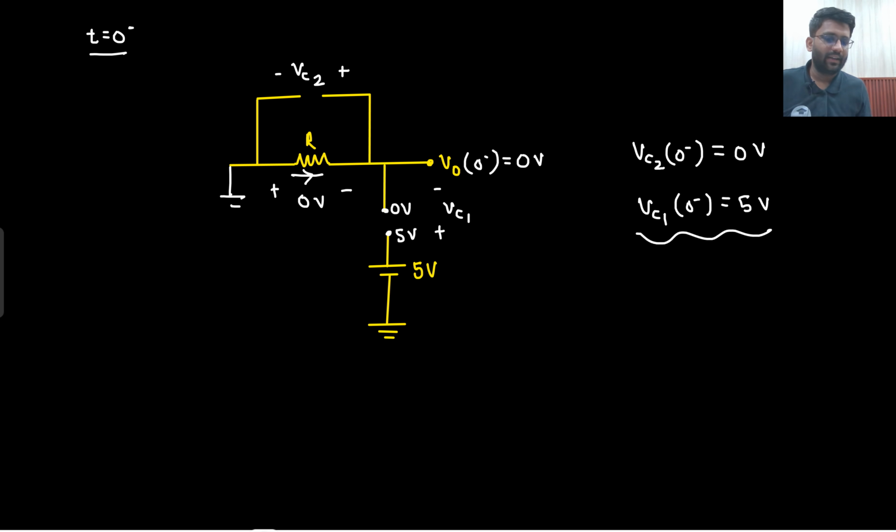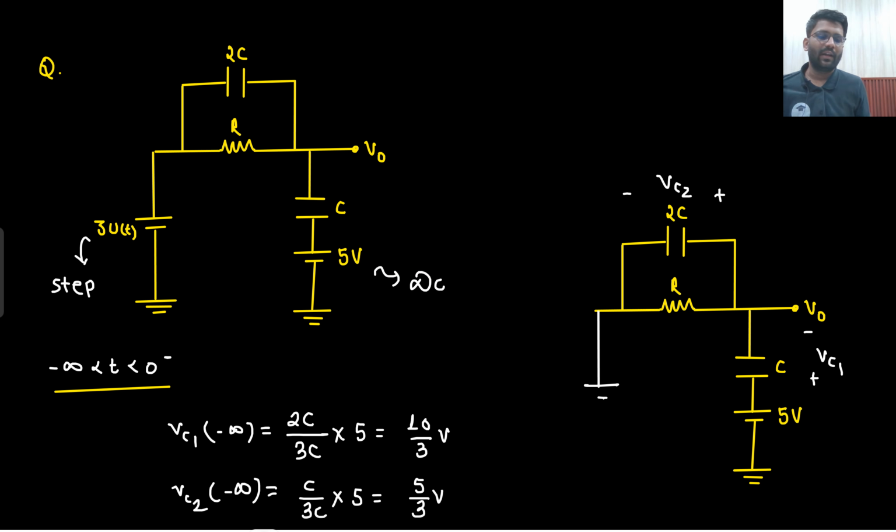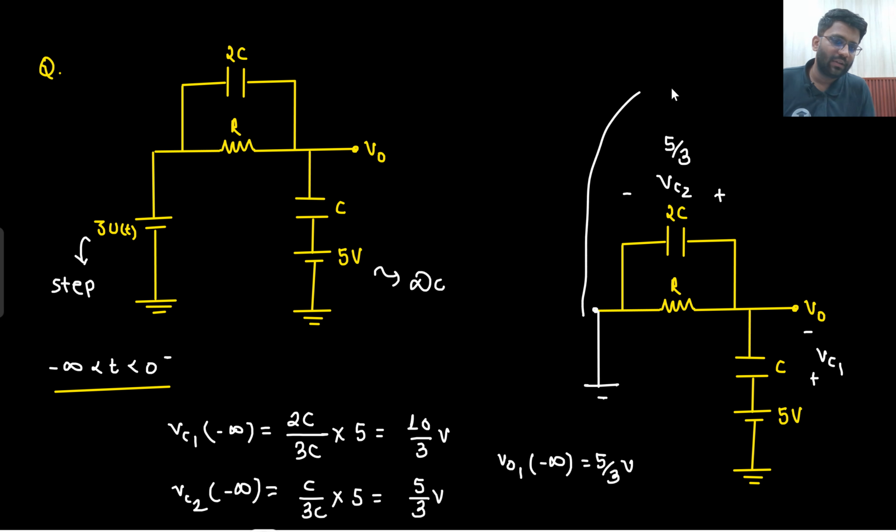So they will carry their conditions, and we can analyze the circuit for V0 at 0 minus as well. What will be the value of V0 at 0 minus? That will be 0 volt only. And here minus infinity is not a matter of concern, but you can write: if VC1 at minus infinity is 10 by 3 volt, then V0 at minus infinity would simply be 0 plus VC2, which equals VC2 only. That will be 5 by 3 volt. Basically, at minus infinity this is charged to 5 by 3 volt. So if this voltage is 0 and this is 5 by 3, this will be 0 plus 5 by 3, so this will be 5 by 3 volt only.